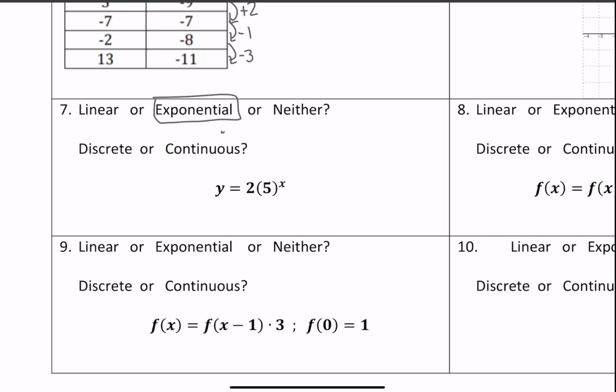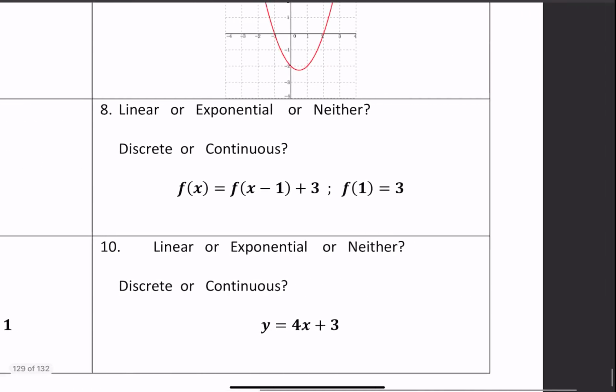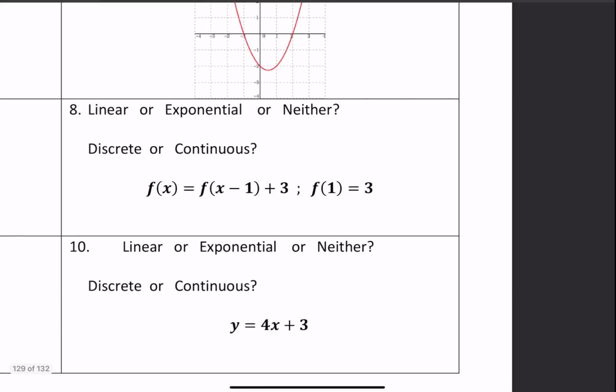Number 7, this is exponential, right? Two ways you know is because you're multiplying by 5 and you have an exponent. And then this is going to be continuous because we're given an explicit equation. Anytime you're given a straight explicit with no background information, assume it's continuous. Versus number 8, this is linear, right? Because we're adding by 3, but we're going to say it's discrete. And whenever we see a recursive, which is what this equation is, with no background information, assume it is discrete.